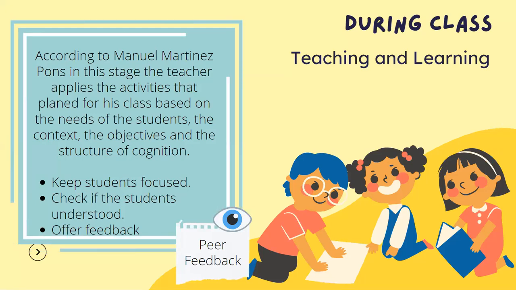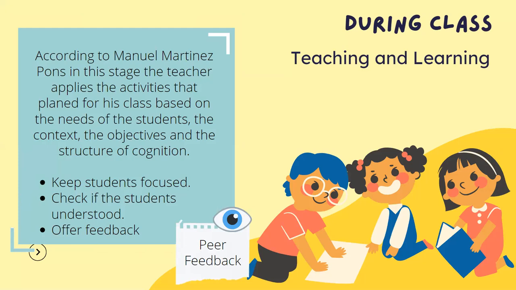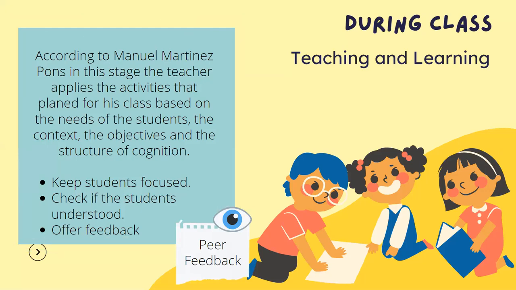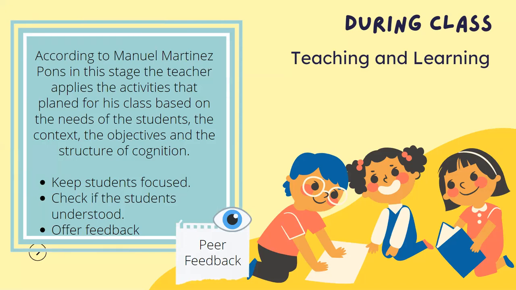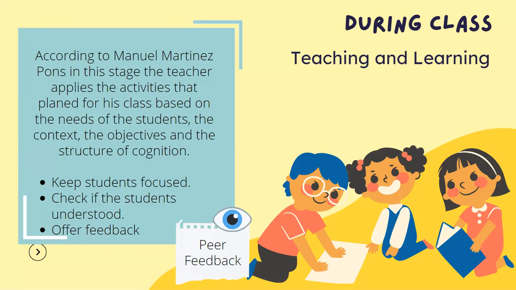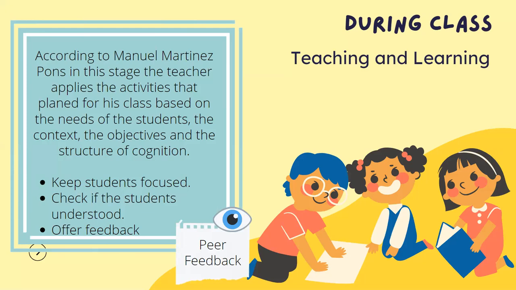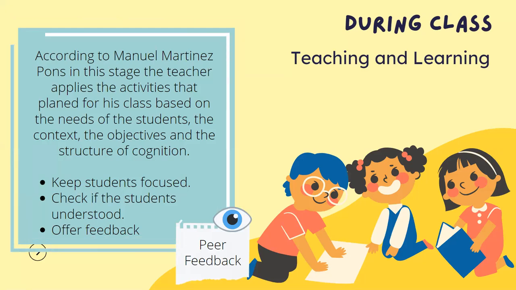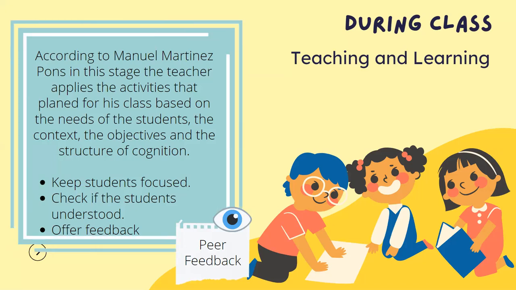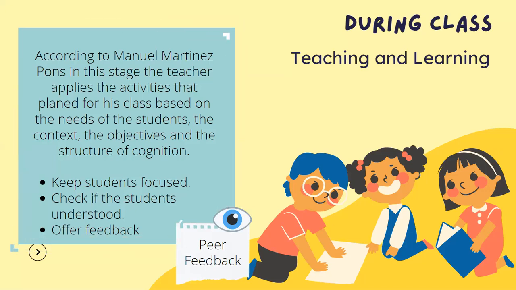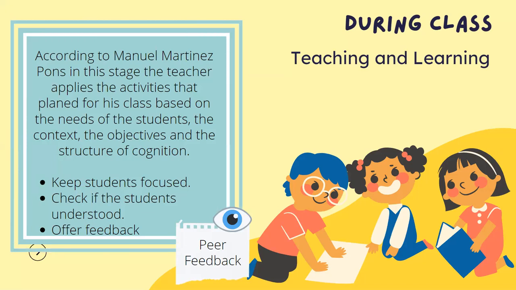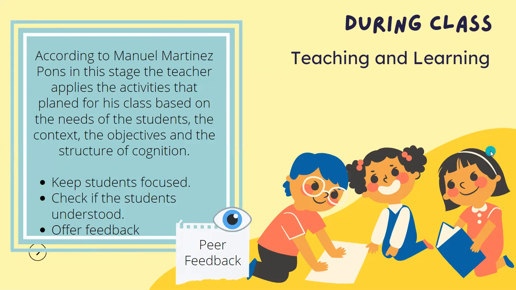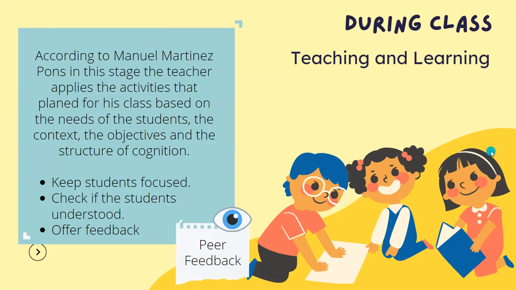The stage number 2 is during class, teaching and learning. According to Manuel Martinez, in this stage, the teacher applies the activities that were planned for this class based on the needs of the students, the context, the objectives, and the structure of cognition. In the teaching and learning stage, the teacher manages the activities and the material that he chose successfully in such a way that students can stay focused and motivated during the class.